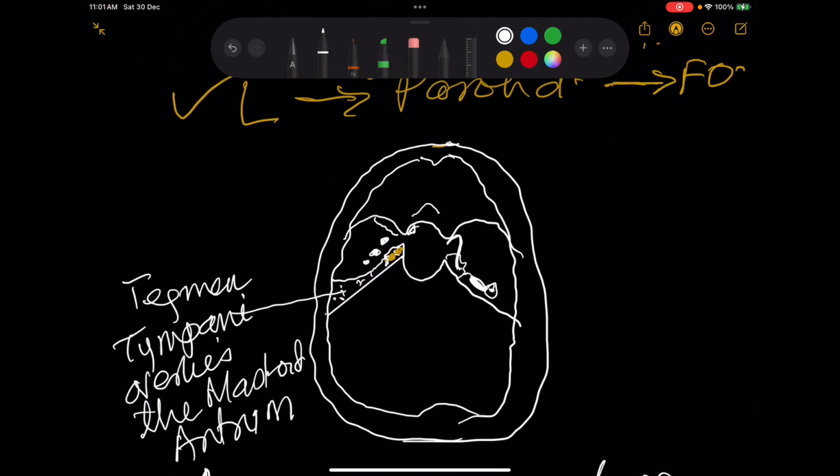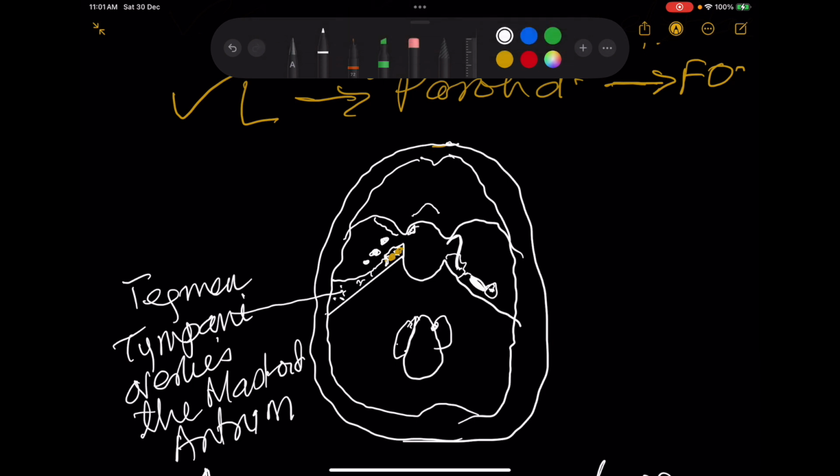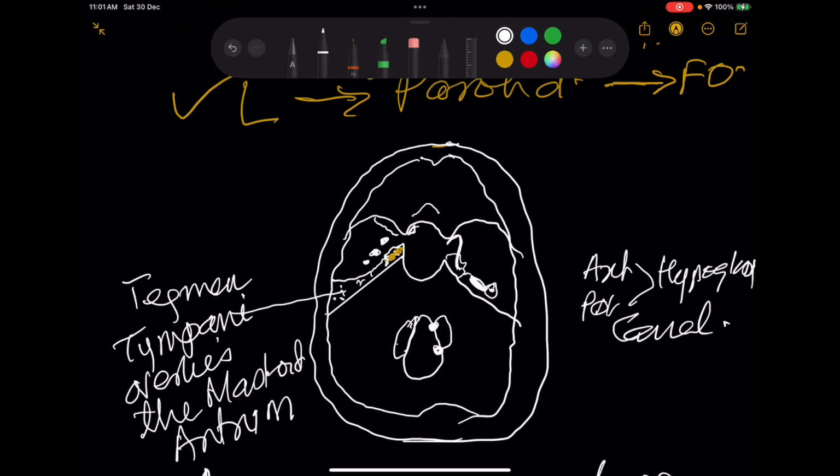So the posterior cranial fossa, in the center is the foramen magnum like this, and on the two sides are the occipital condyles. Anterior and posterior to the occipital condyles are the anterior and posterior hypoglossal canal. The 12th nerve passes through the hypoglossal canal.